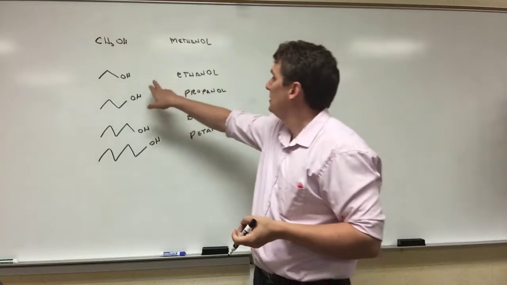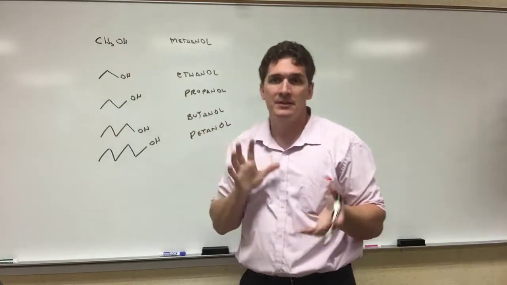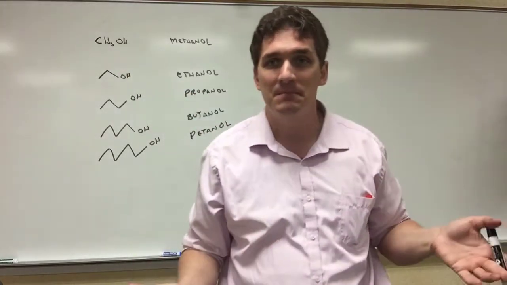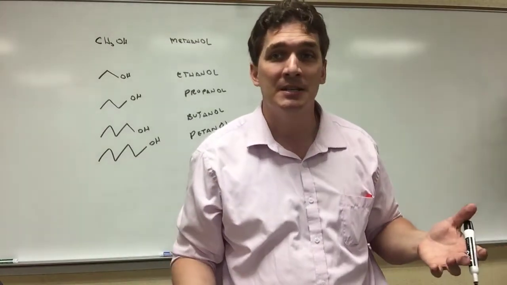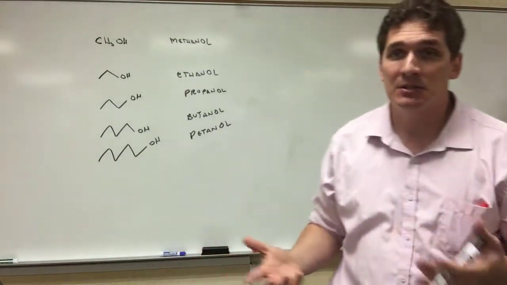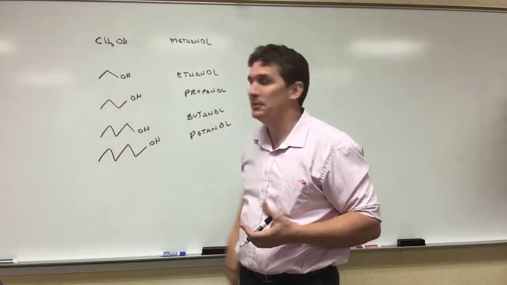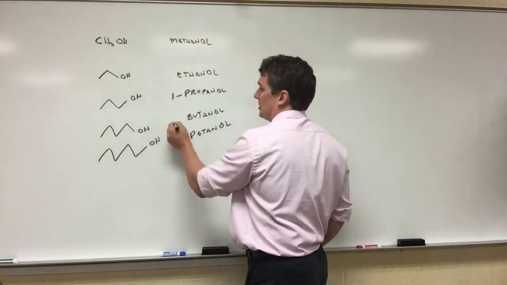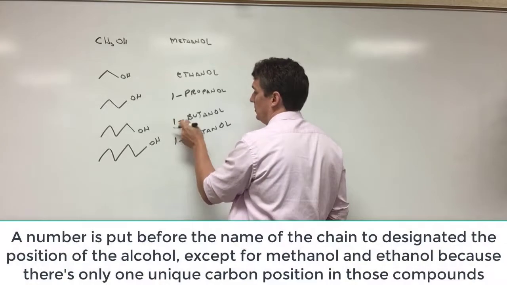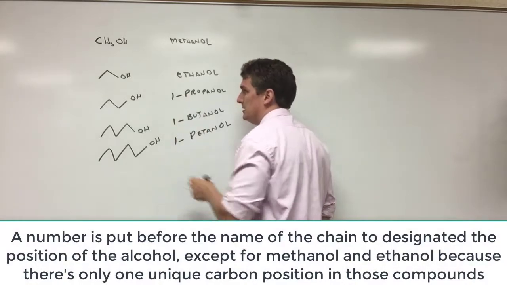Now, for the methanol and the ethanol, symmetry dictates that basically we don't need to designate where the OL is, especially if it's the only functional group. If we get to something like propanol, though, we have a 1 and a 2 propanol. So here we need to designate the carbon position: 1 butanol, 1 propanol, 1 pentanol.